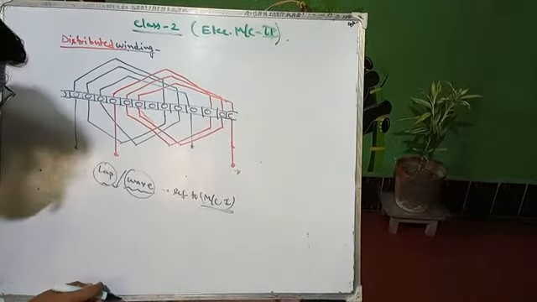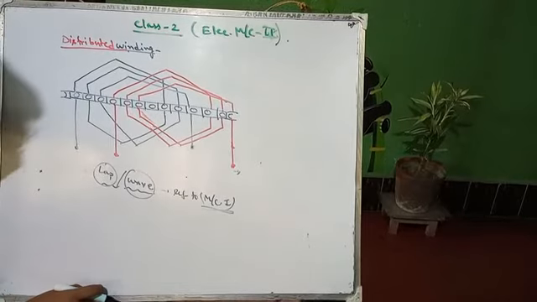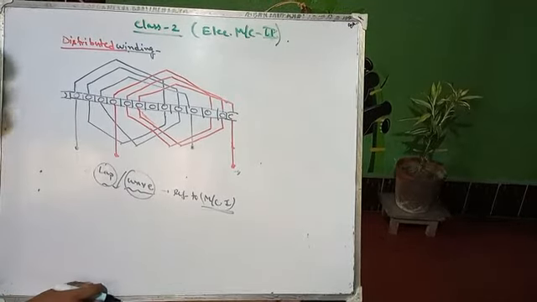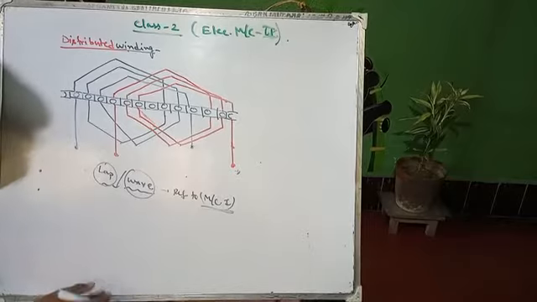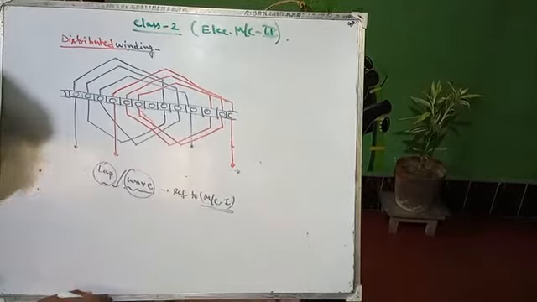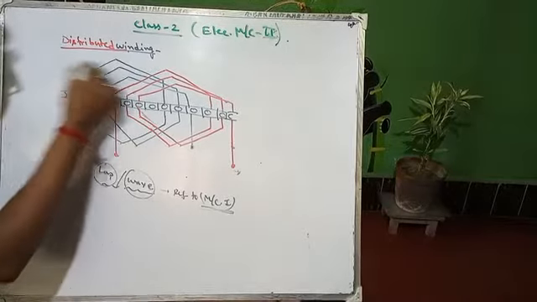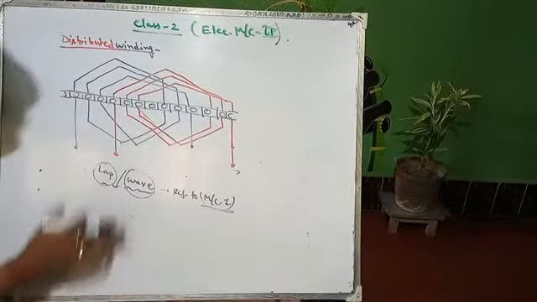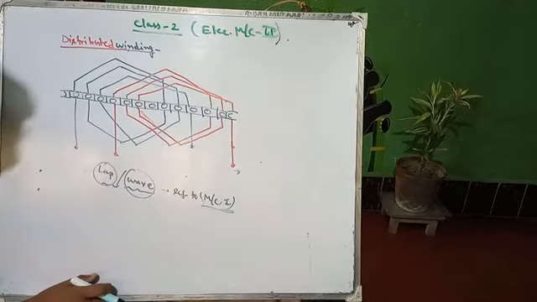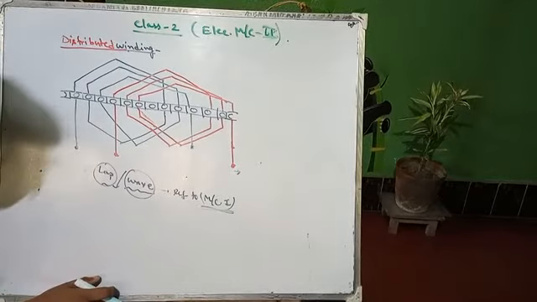So the coils are then housed in the slots spread around the air gap periphery. This is the air gap, right? Spread around the air gap periphery to form phase or commutator winding.